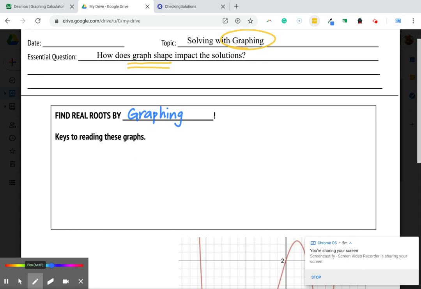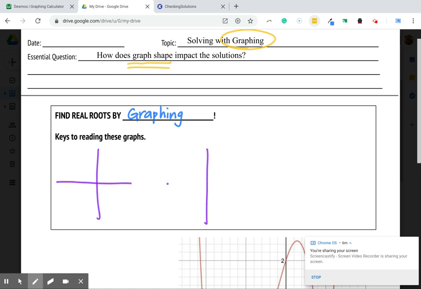There are a couple keys to reading these graphs, so I'm going to show you 3 examples quick, and we can look at what a graph could potentially look like and how that impacts the solutions. So I'm going to sketch 3 graphs. Very, very high-tech sketches we got going on here. And we are going to look at each possibility that we might see.